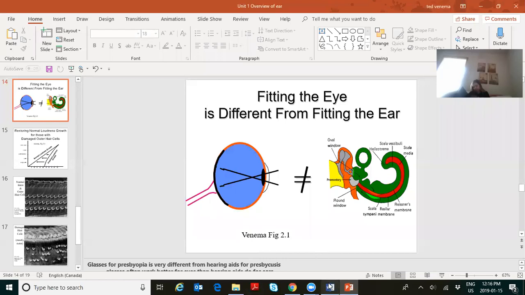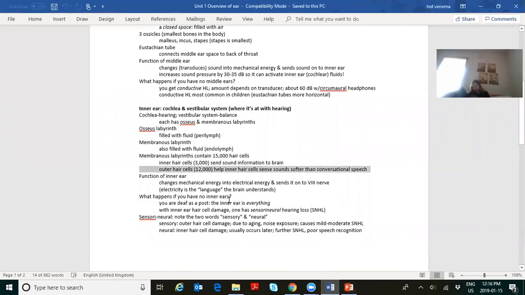N-I-H-L. All righty, share screen, back to the notes, see what we got here. Good. So what happens here if you have no inner ears? You're as deaf as a post. The inner ear is everything.